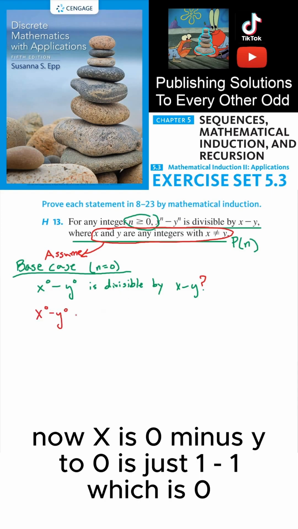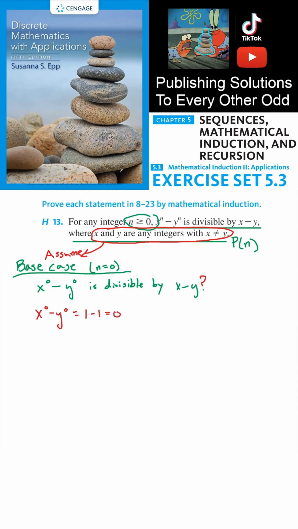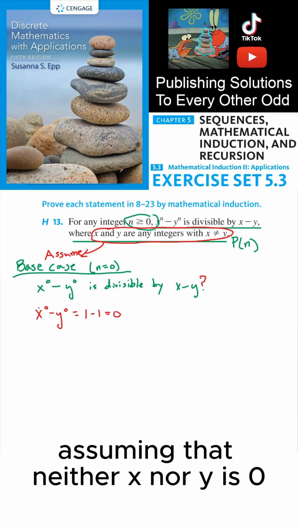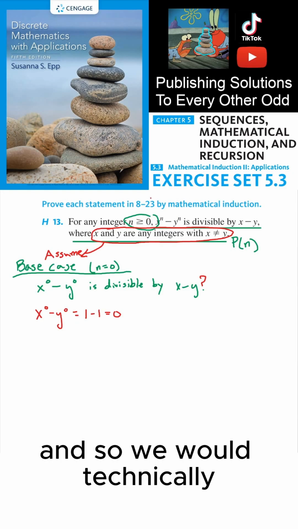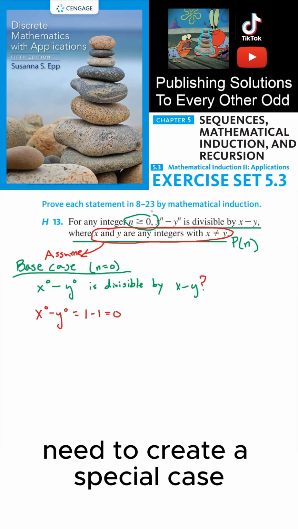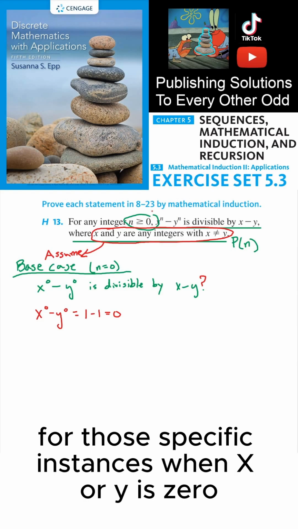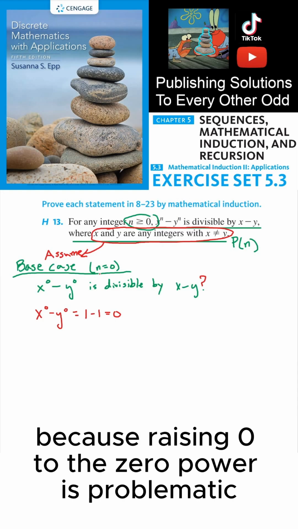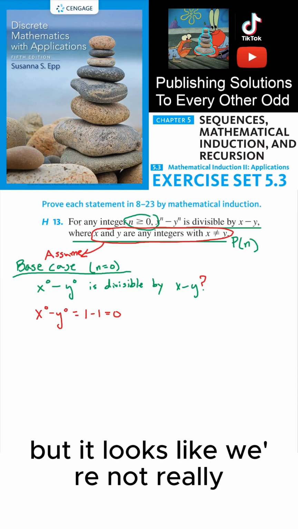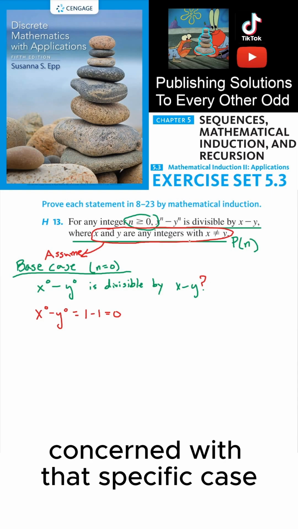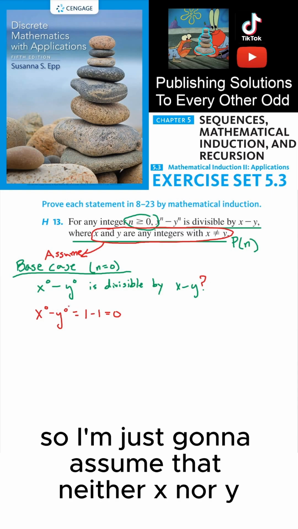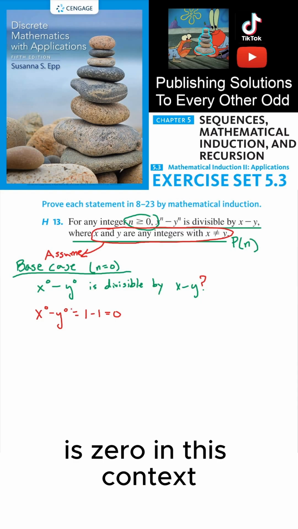Now, x to the 0 minus y to the 0 is just 1 minus 1, which is 0. But that's technically assuming that neither x nor y is 0. And so we would technically need to create a special case for those specific instances when x or y is 0, because raising 0 to the 0th power is problematic. But it looks like we're not really concerned with that specific case. So I'm just going to assume that neither x nor y is 0 in this context.